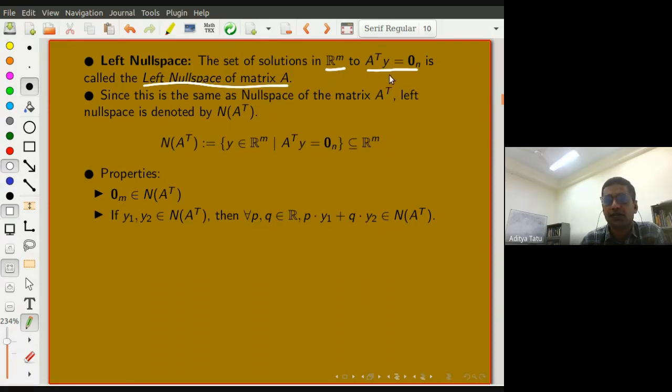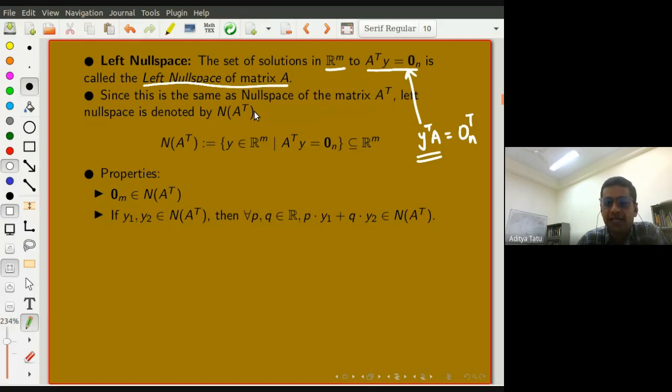So if I take the transpose of this equation, what do I get? I take the transpose on both sides, what happens? Anybody tell me that? What is the transpose of A transpose y? y transpose A. y transpose A equals 0_n transpose. So you can see you are trying to find vectors y which I am going to multiply on the left of the matrix A so as to get zero. So that's primarily the reason behind the name left null space.